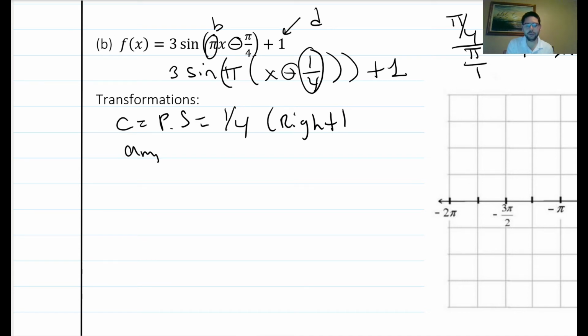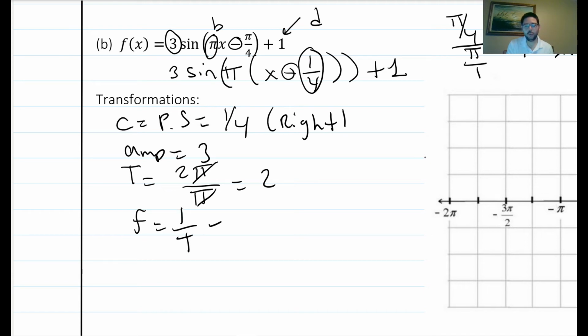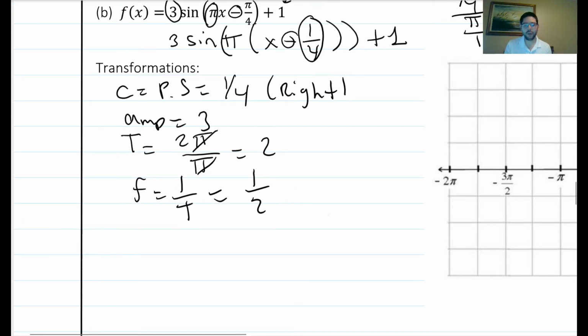My amplitude is 3, which is my A term. And then my period is T equals 2 pi divided by B, and B is pi. So then notice that the pi's cancel, leaving me with a period of 2. And then our frequency is 1 over the period, so it's 1 over 2. That frequency is just telling us the reciprocal. As the period gets bigger, the frequency gets smaller. That's basically the relationship it's showing.